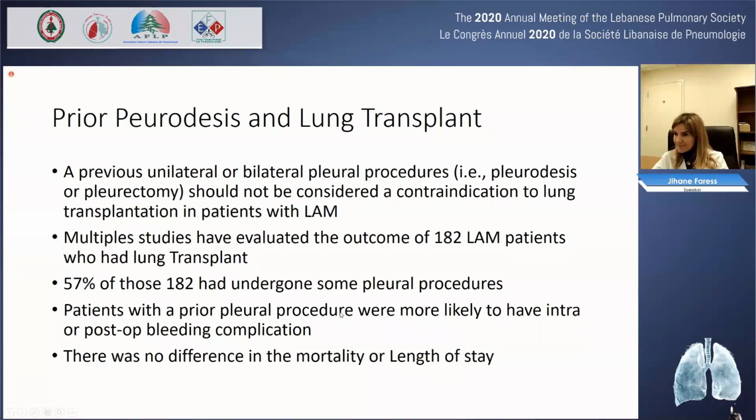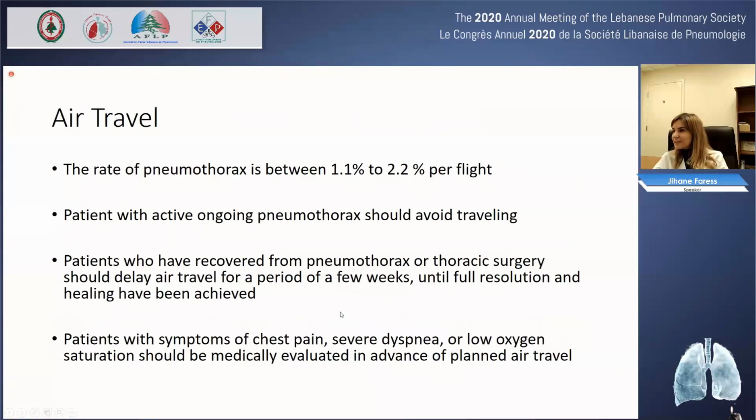So air travel, there is a risk of pneumothorax when patients travel, about 1 to 2% per flight. So, I mean, we don't discourage them from traveling unless they have very, very bad advanced cystic lung disease. And if they have an active pneumo, they cannot travel, of course. If they recovered from a pneumo, then they should wait like 4 to 6 weeks before they can travel.